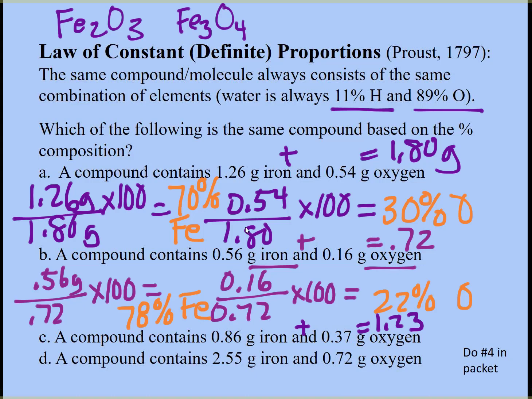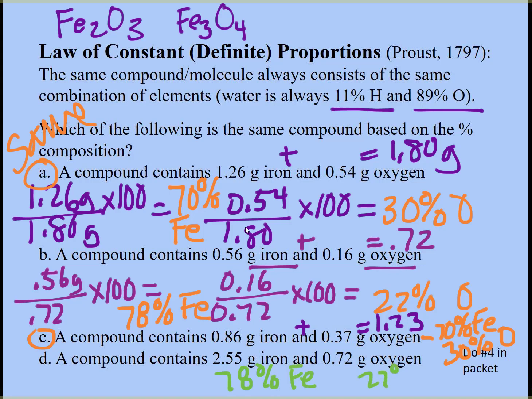And when we divide, we find on C, we get 70% iron, and we get 30% oxygen. So we see that C and A are the same. And if I look at the last one, I find that I get 78% iron and 22% oxygen. So we have B and D are the same.